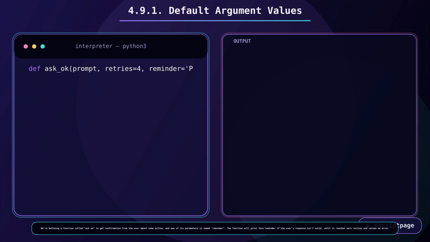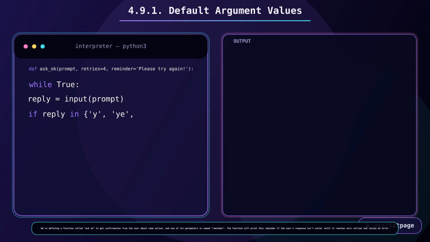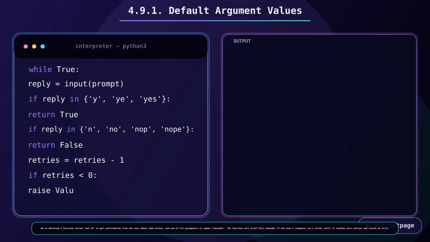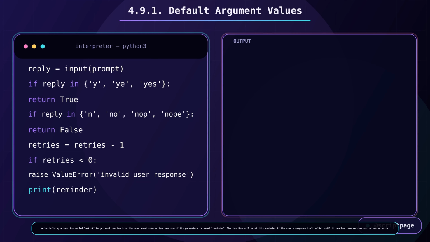We're defining a function called askOK to get confirmation from the user about some action, and one of its parameters is named reminder. The function will print this reminder if the user's response isn't valid until it reaches 0 retries and raises an error.